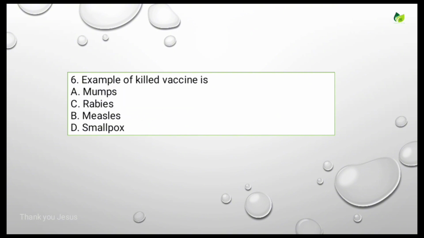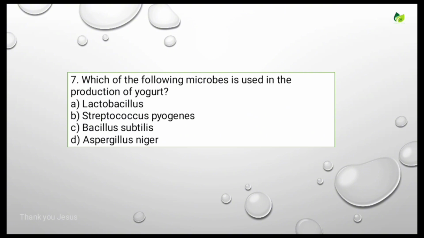Example of killed vaccine is. Options are mumps, rabies, measles, smallpox. For this the correct answer is rabies. Let's see the next question.